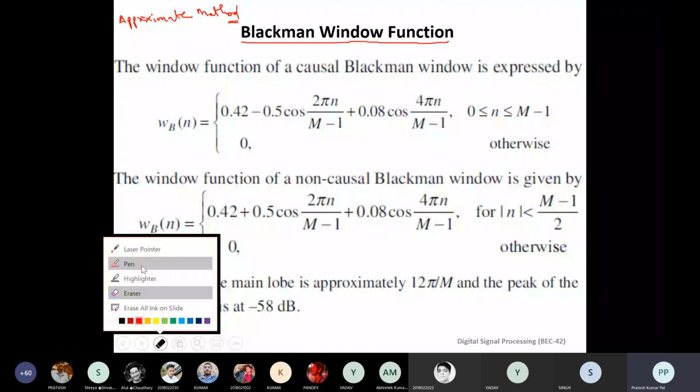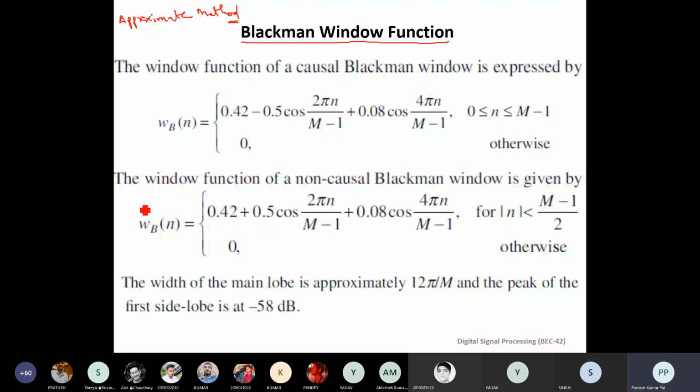Whatever specifications are given in our question, with respect to the specification of filter designing, we will be checking which window function is going to have the minimum number of errors. That can be utilized effectively to design a particular specification. So we will be seeing that, and that's why we are going through different types of filter designing techniques.